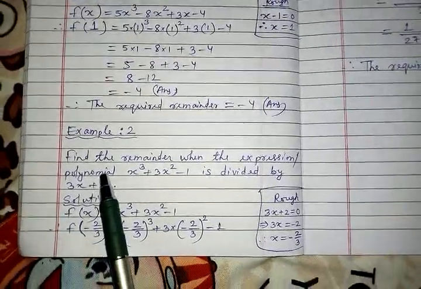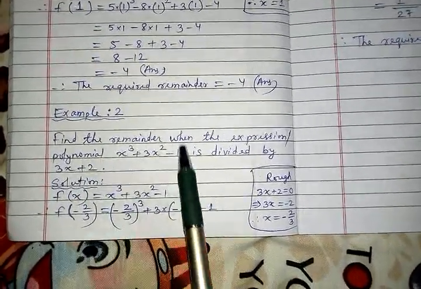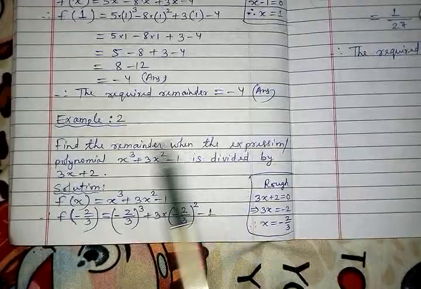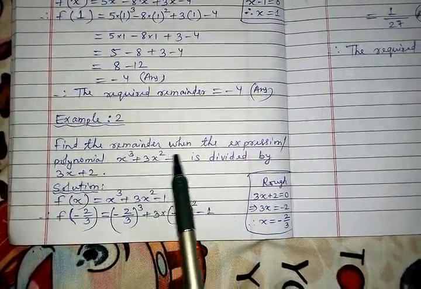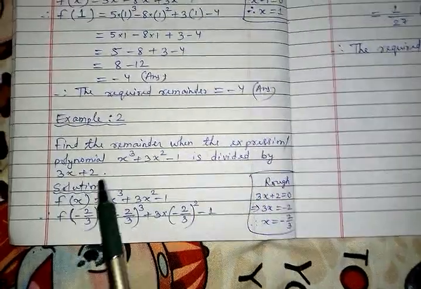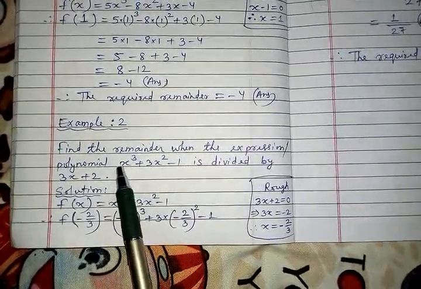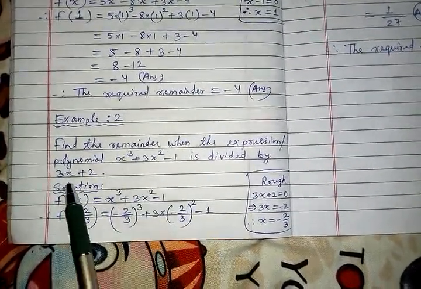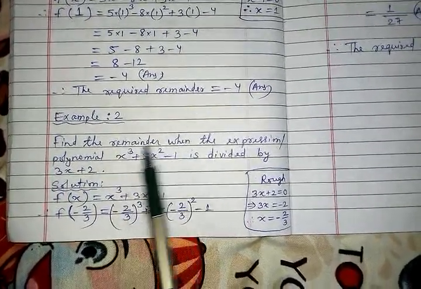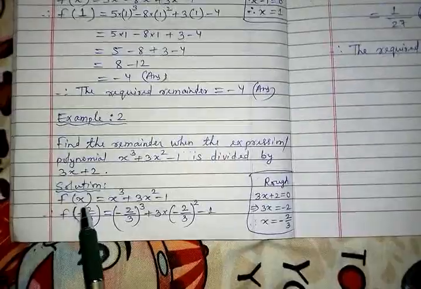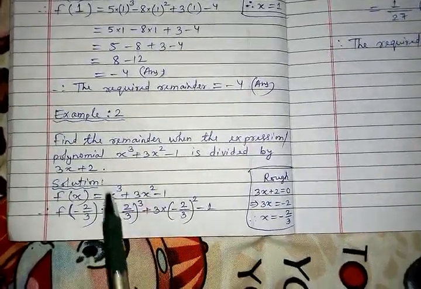Let me take one more question. Example 2. Find the remainder. Same question. When the polynomial x cube plus 3x square minus 1 is divided by 3x plus 2. So this time this expression has to be divided by 3x plus 2. So what you do? You write this expression as f(x). f(x) equal to the same expression.